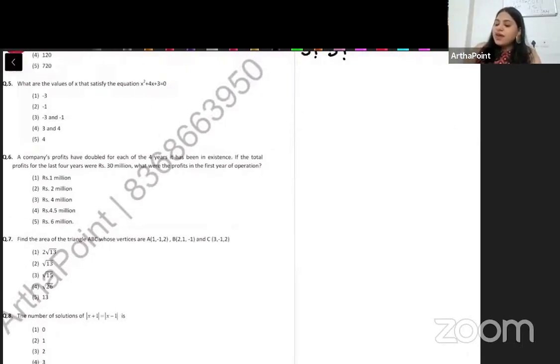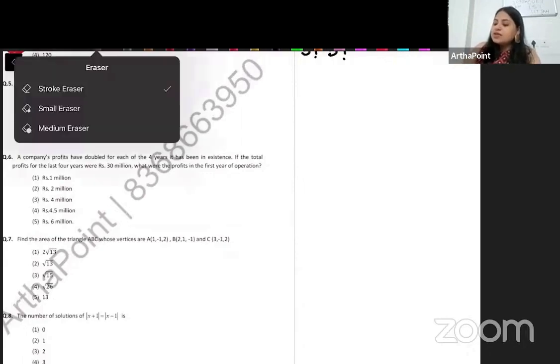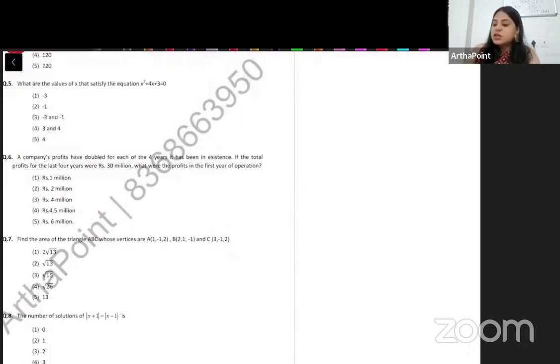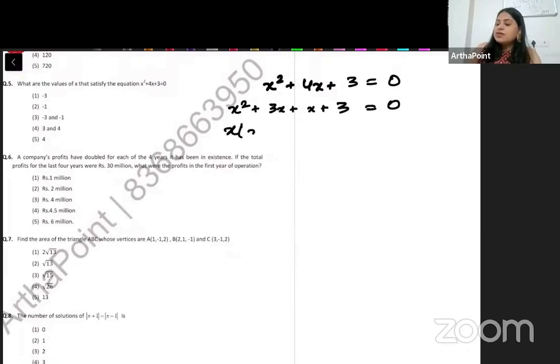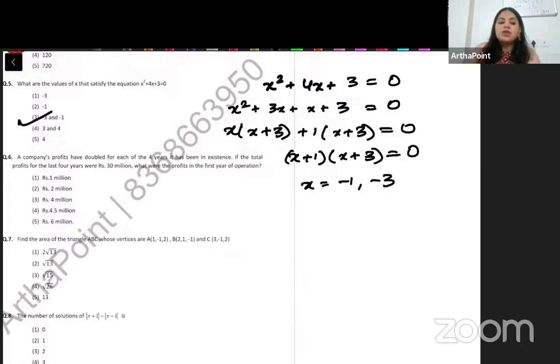So what are the values of x that satisfy the equation x square plus 4x plus 3 is equal to 0? There are 2 ways to do this, beta. Either use the whole determinant method, or do completing the square. So you can write this as x square plus 3x plus x plus 3 is equal to 0. x plus 3 plus 1, x plus 3 is equal to 0. x plus 1, x plus 3 is equal to 0. So x is minus 1 or minus 3.